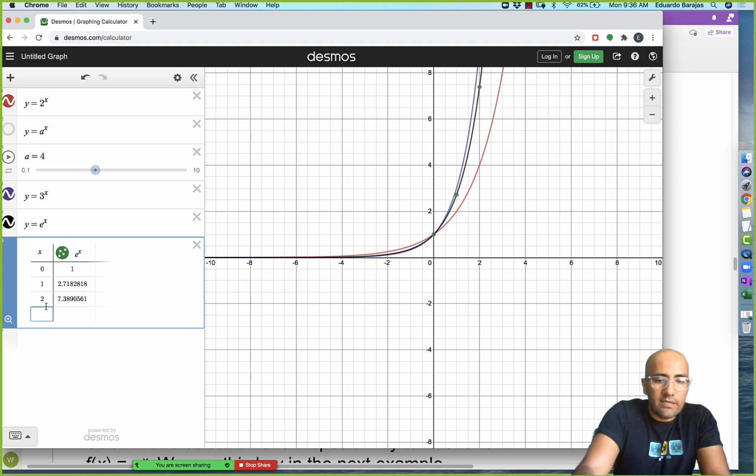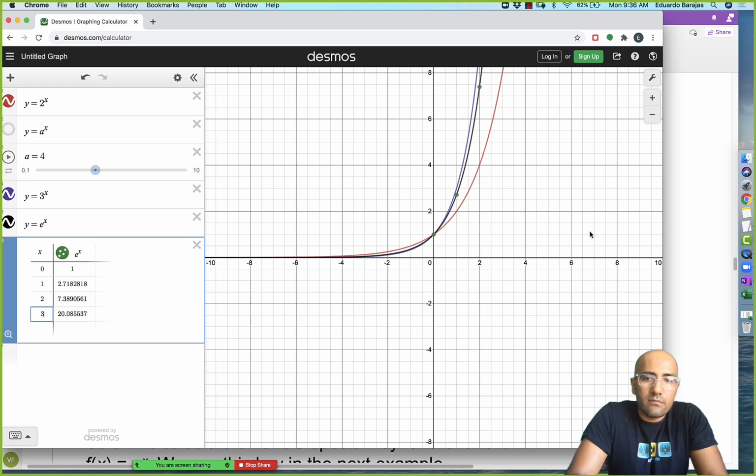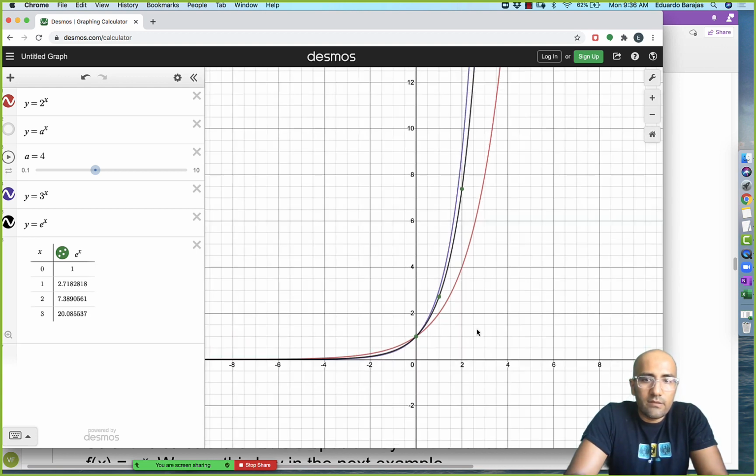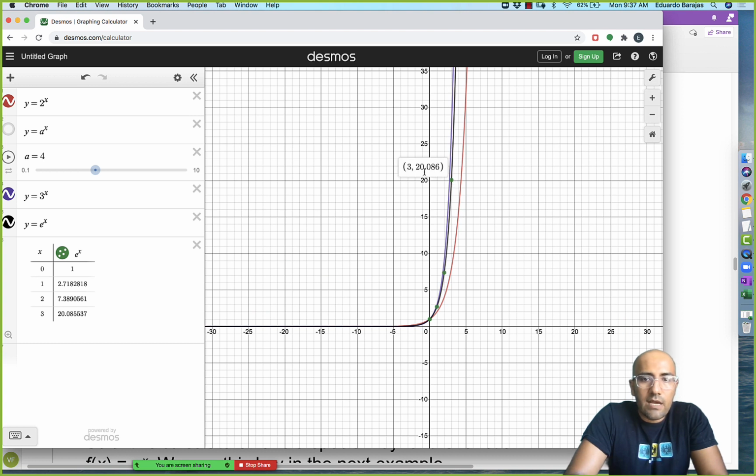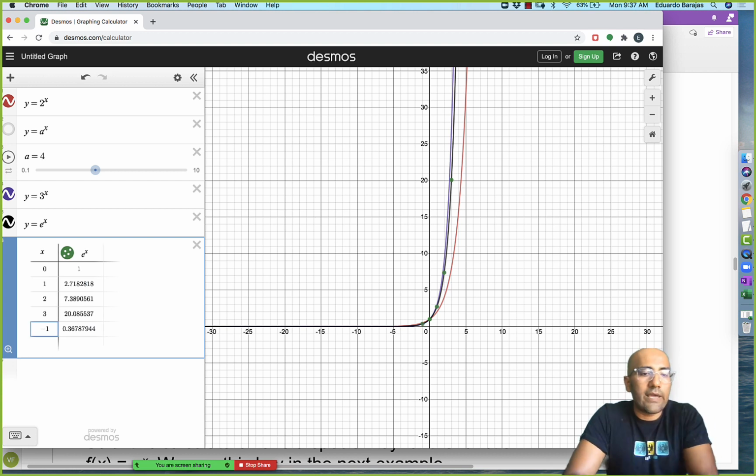When we let this be 3, then it's going to be e cubed, which is going to give us all the way out to 20-something. So that's going to be over here. Here it is, 3, 20.086. Here is 2, 7.389. Here is 1, 2.718, and then 0, 1. And then, of course, if we let x equal to -1, we'll get 1 over e, which gives you approximately this value, 0.3678, which will be like that guy right in there. Good. So slowly we get to see the shape of the graph of e to the x power.